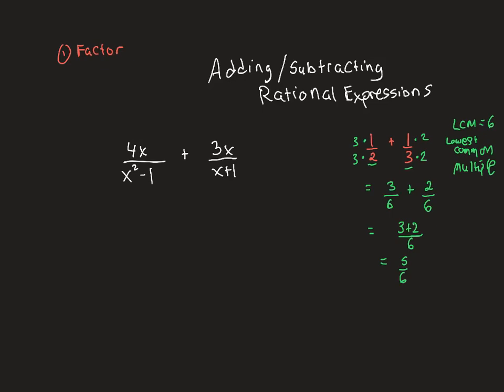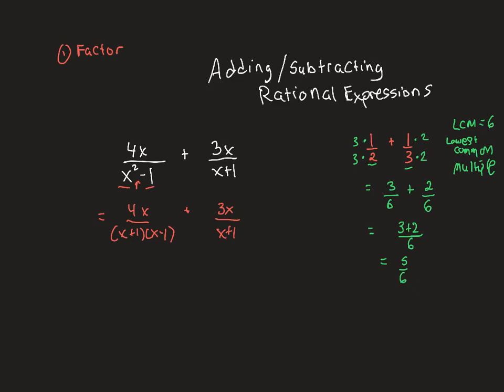So what do we have? Well, can't do anything on the top. Can't do anything on the top here. Can't do anything on the bottom here either. But here, I realize this is a perfect square. This is a perfect square. Minus in the middle, this is a difference of squares. So I can turn this into x plus 1 times x minus 1.